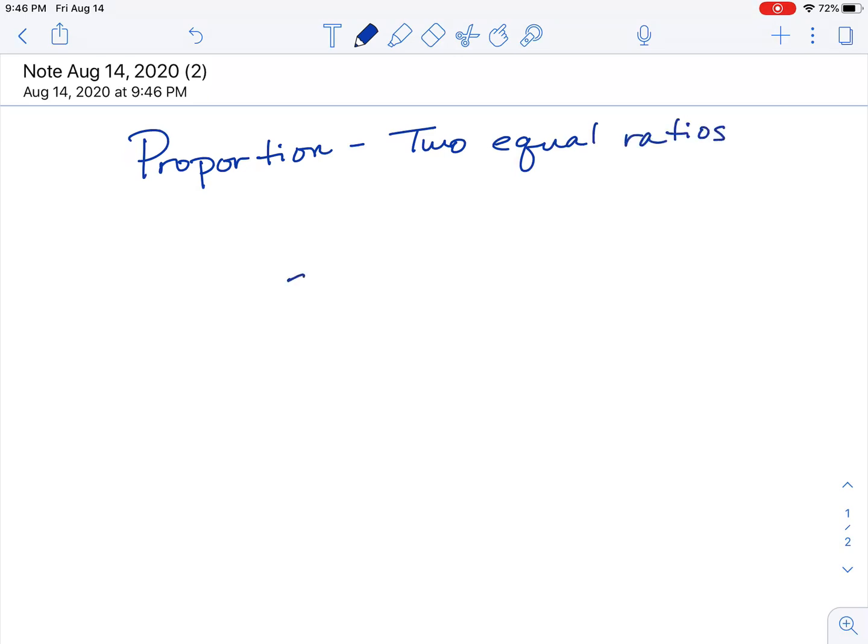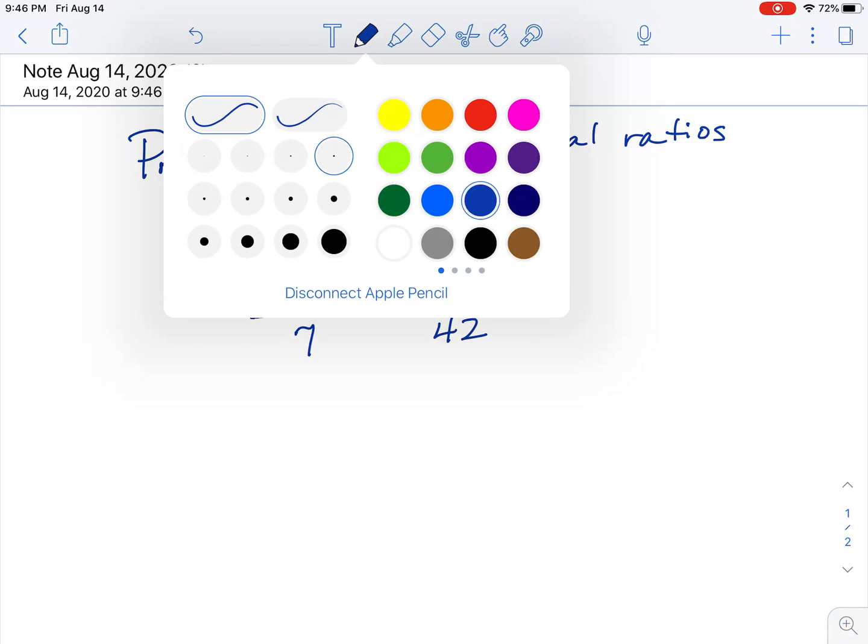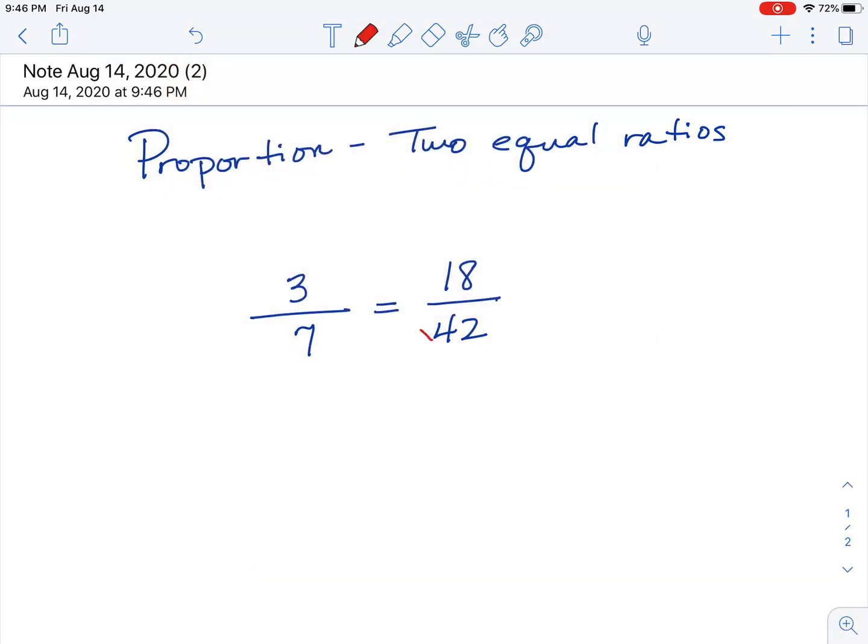So if we had 3 to 7 equals 18 to 42, I can test to make sure these are equal. I know they are equal if I multiply across this way and I multiply across this way and I get the same thing. Then I know it truly is a proportion.